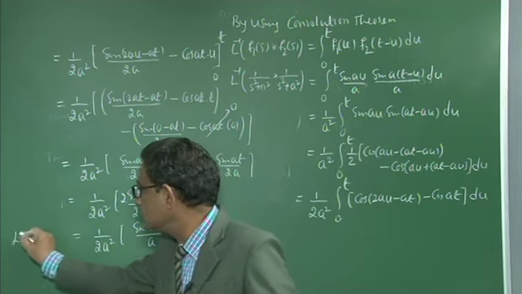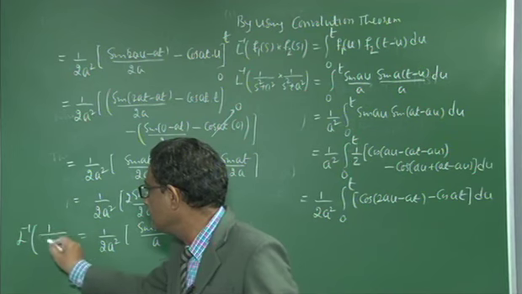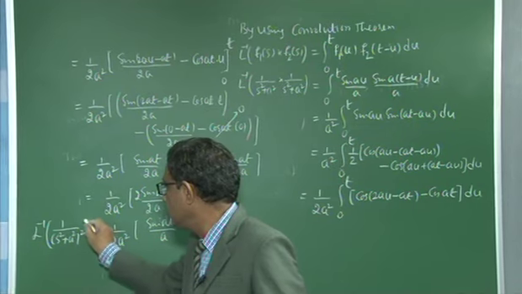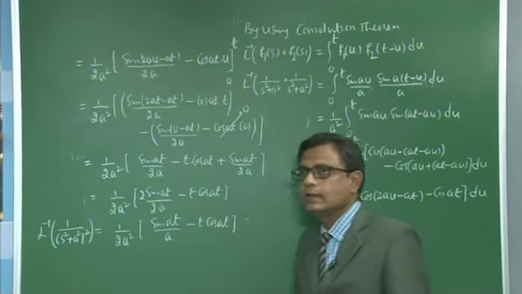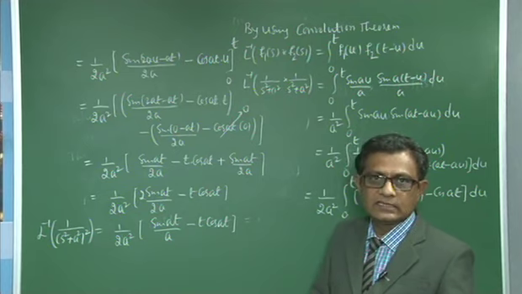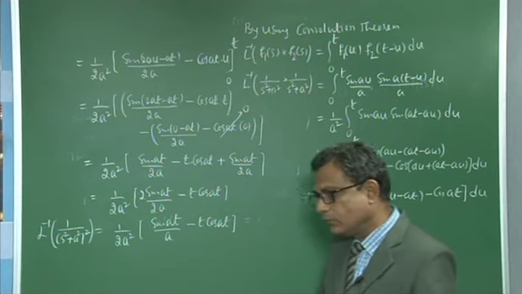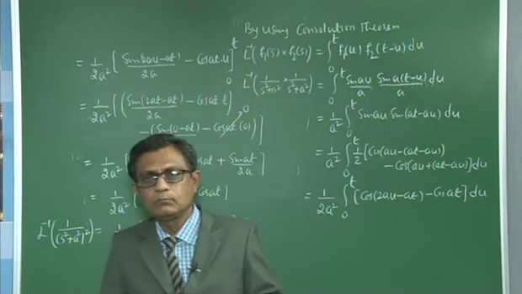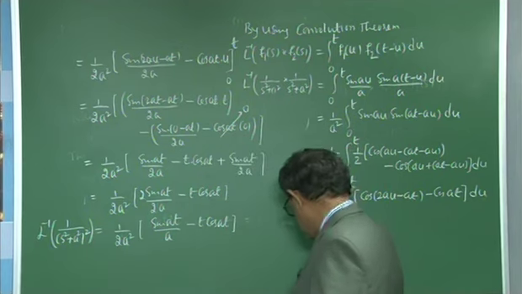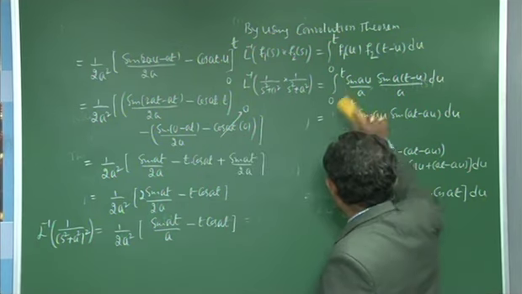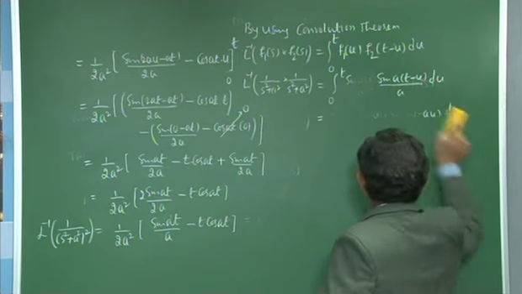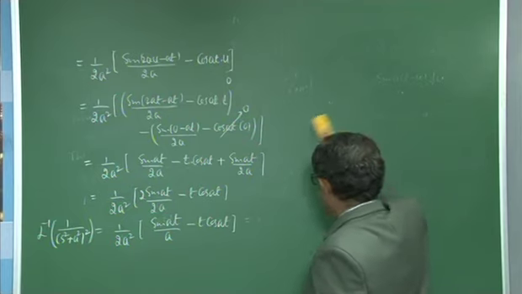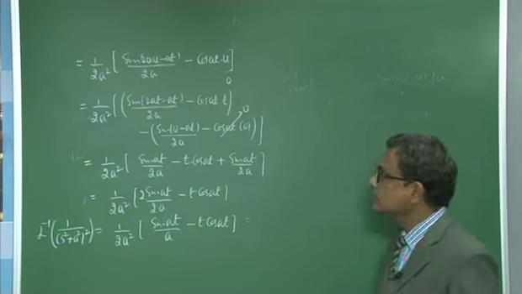What is your given function? It is L inverse of 1 divided by s square plus a square whole square. Like this you have to do the examples. Yes, now we will do the second example. Same type, there is no change in the procedure. What is your second example?